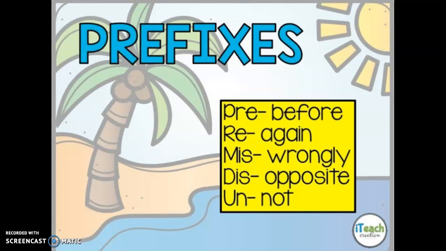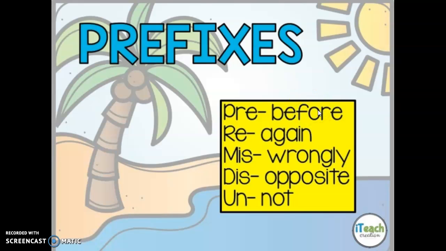Prefixes are word parts that go at the beginning of a word to give it a new meaning, which also creates a new word. Notice here, the prefix pre means before, because the prefix goes before the root word. Okay? The root word is the word by itself without the prefix.